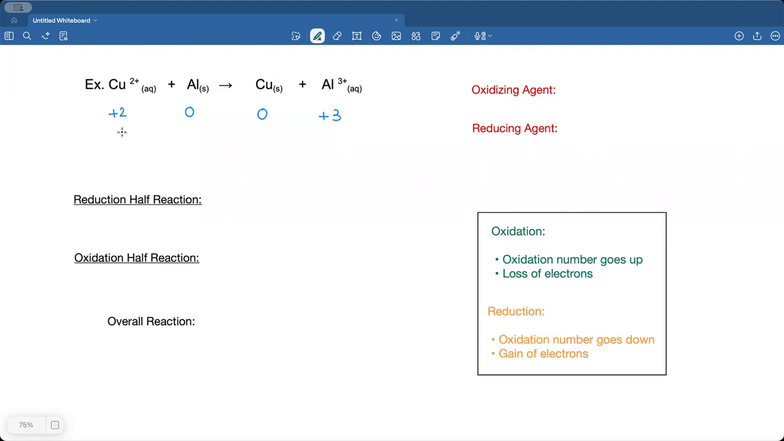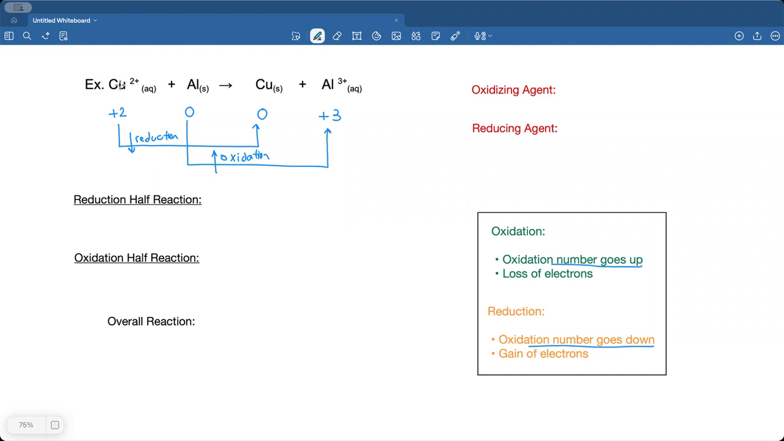So let's take a look here. As we can see, the oxidation state is going down for copper, from +2 to 0. Whenever the number goes down, this process is considered reduction. Whereas for aluminum, the number is going up from 0 to +3. Whenever the number goes up, this process is considered oxidation. I've written it here: oxidation is when the oxidation number goes up, whereas reduction is when the oxidation number goes down.